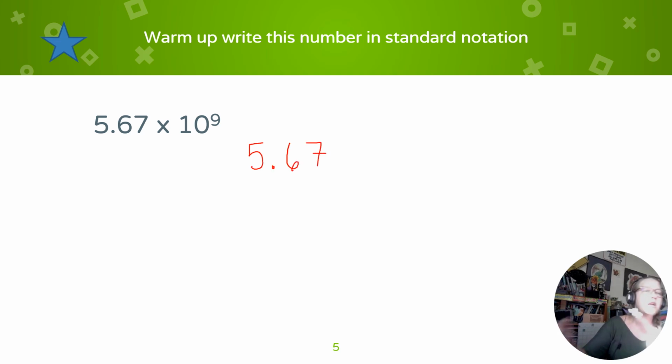5.67. All right, no need to write our scientific notation in that second step because this is the one we're going to use to write our standard form number. So I see here my exponent is 9. That just means I'm going to move my decimal 9 times. Which way am I going to move it? Well, it needs to be a big fat number, and I know to make a big fat number, I need to move my decimal to the right. So that's what I'm going to do.